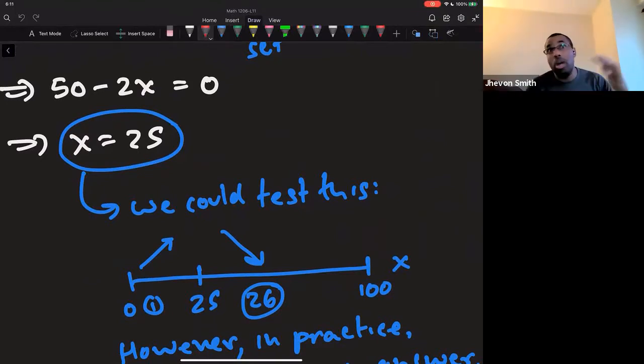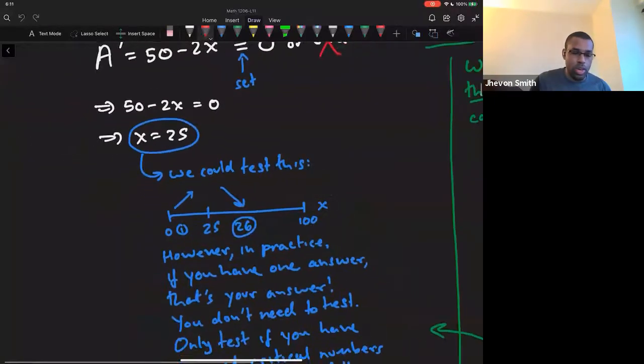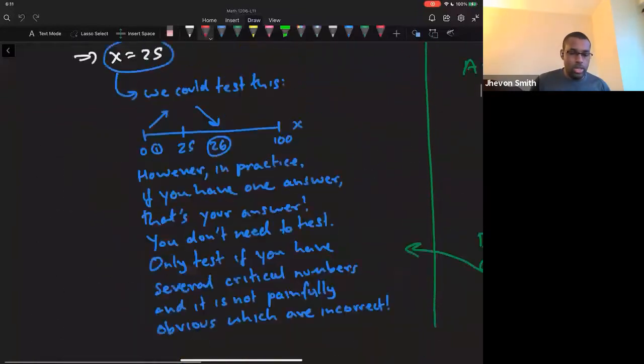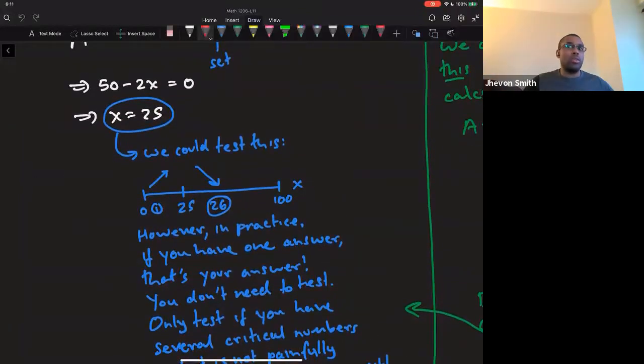So it's not like you have to say, well, I have to check it to see if that's an answer, or maybe there's no answer. There will be an answer. So if you only have one thing, that's the answer. You can move on. You don't have to test it. I would only say to test something if you have several answers that could give you a true answer. But only test them if it's not obvious. So you could have several answers, but maybe all the answers are negative except one. Then you can obviously ignore all the negatives if the thing you're talking about is a length or something, right?